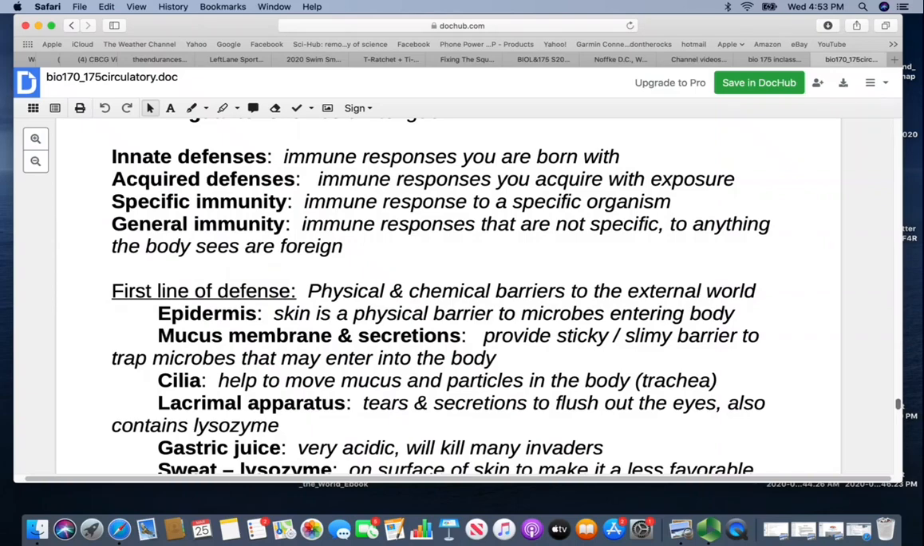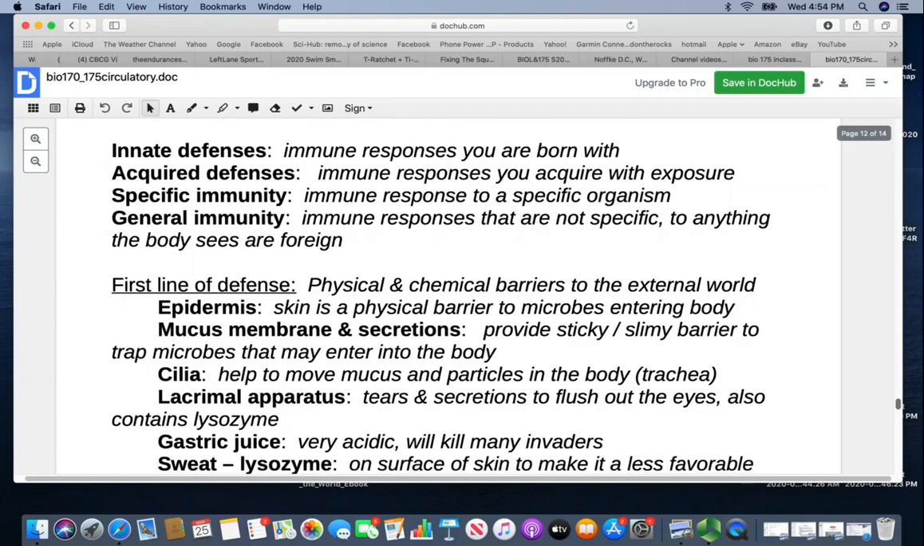Specific and general immunity. Specific immunity is going to be an immune response to a specific organism or invader or a protein. General immunity are going to be immune responses that are not specific to anything in particular. It's just the body responding to anything that it sees as foreign. So in general, specific immune responses are going to be much stronger.